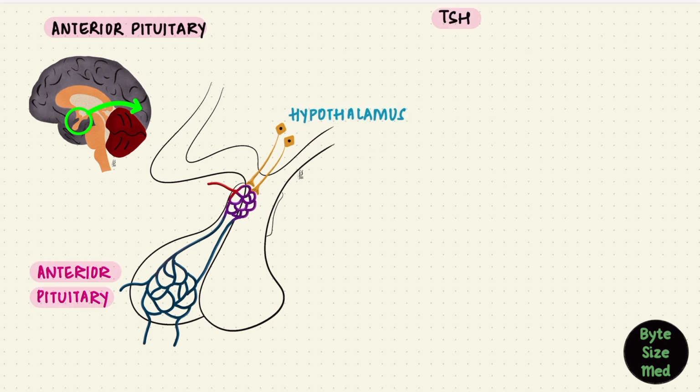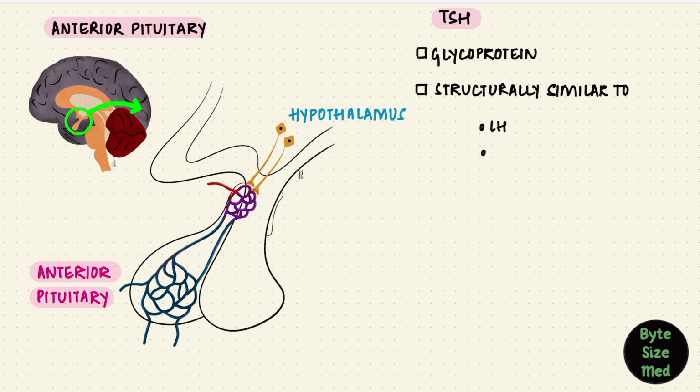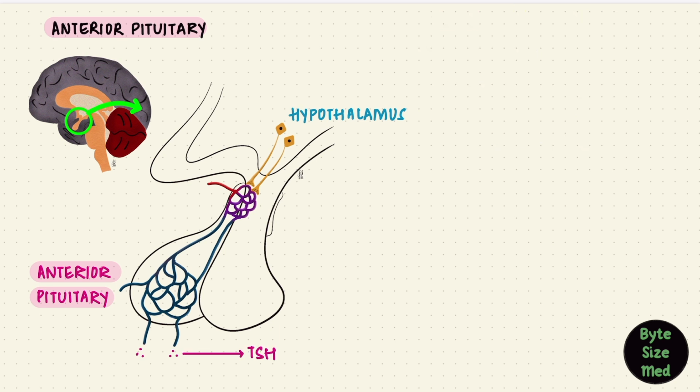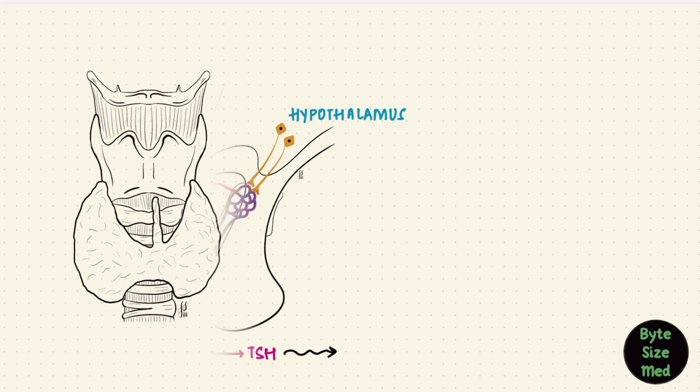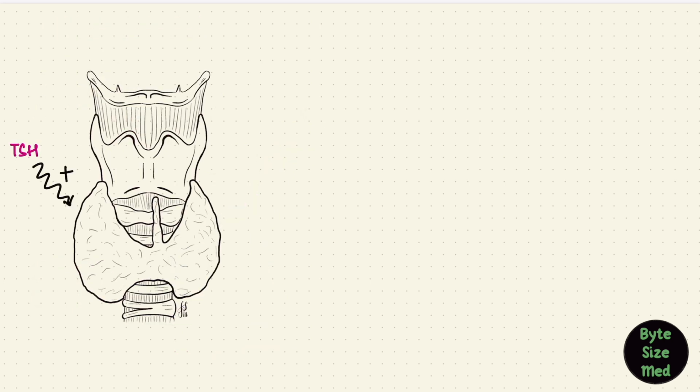TSH is a glycoprotein. It shares structural similarities to the gonadotropins. That's the luteinizing hormone, LH, and the follicle-stimulating hormone, FSH. It has alpha and beta chains. The alpha chains are common to all these hormones. It's the beta chains that make them specific. But once TSH is released, it's going to do exactly what the name suggests. It's going to stimulate the thyroid gland.